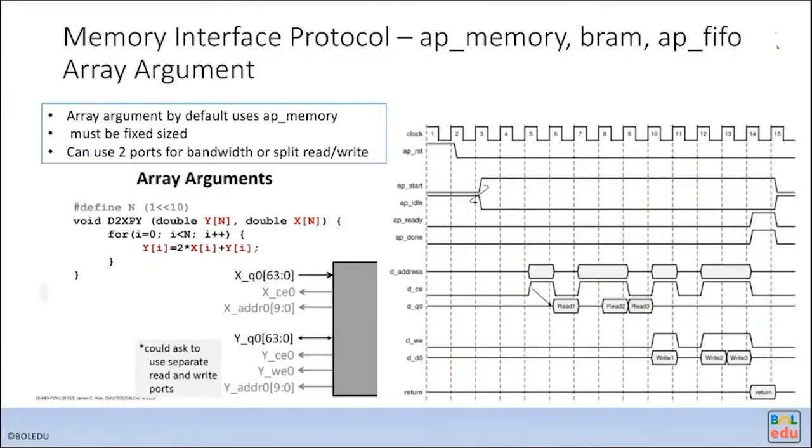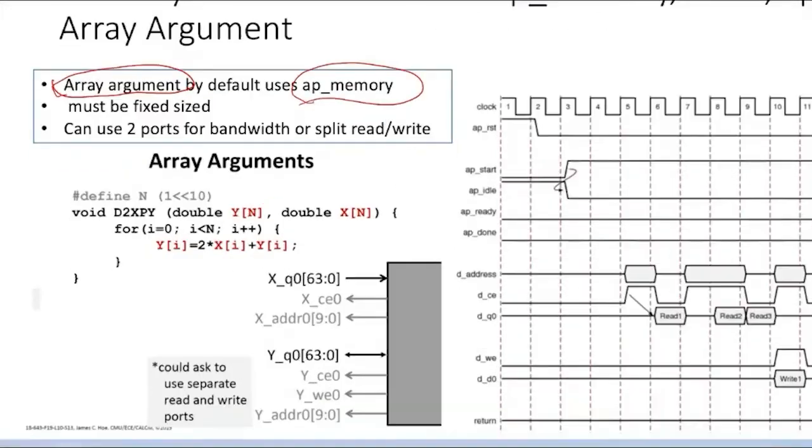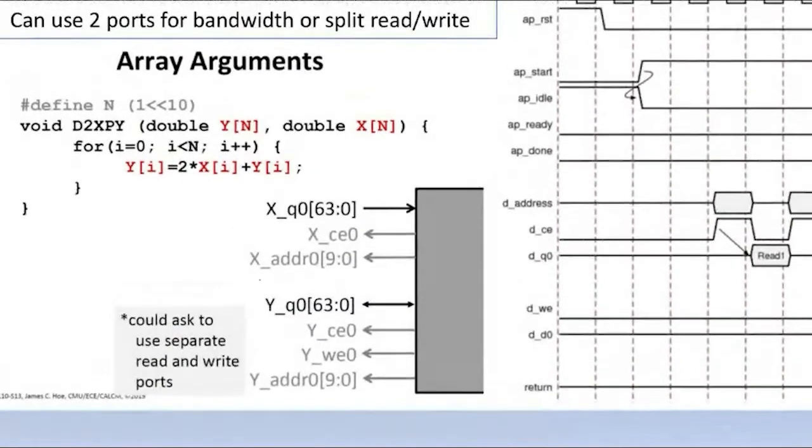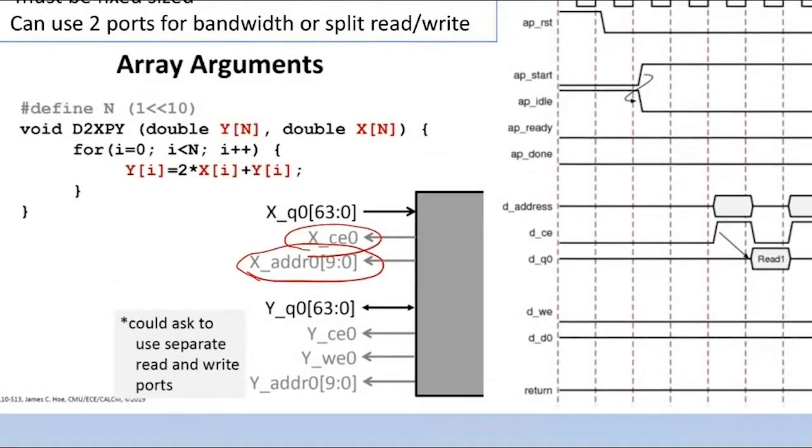Okay. So for the memory interface protocol, basically it's for array arguments. Its default is using the AP memory. To access the memory, you need the following signals: address and enable, or chip enable. That's for read. Then for write, you need an additional control signal, write enable.